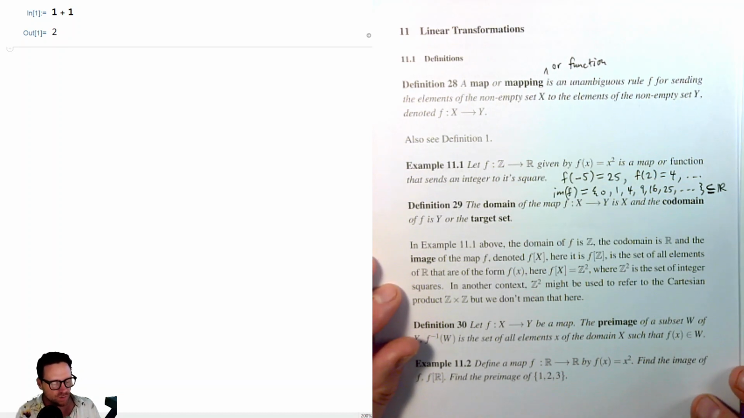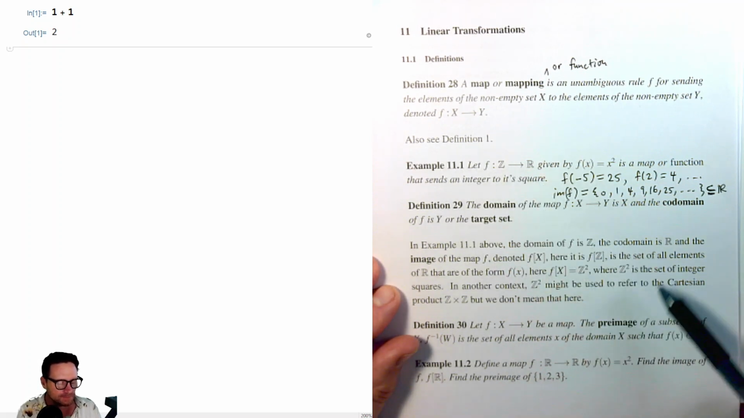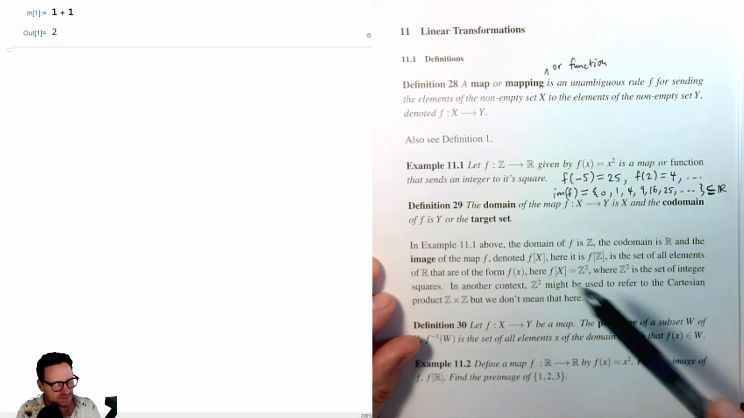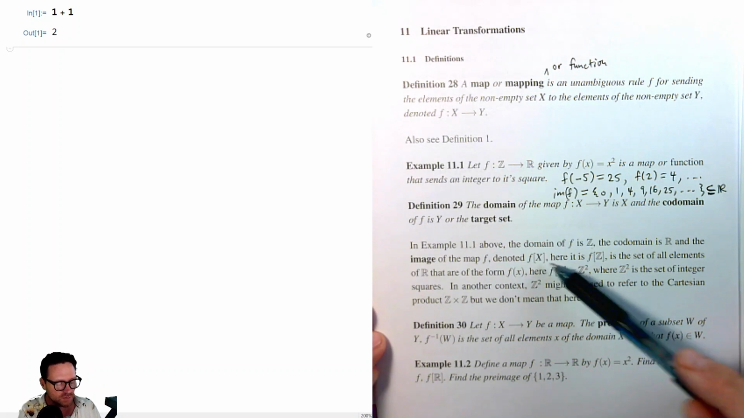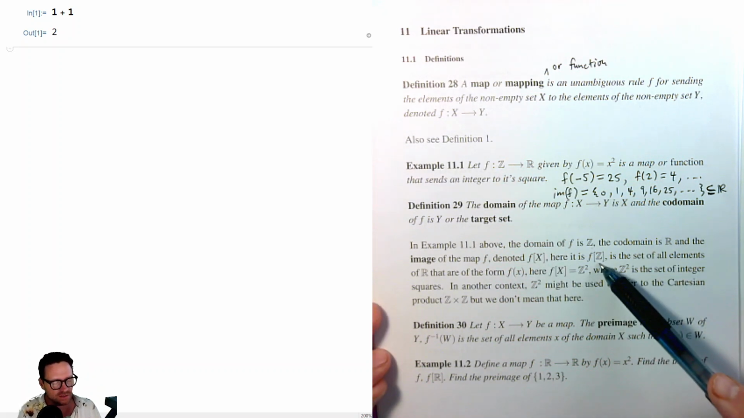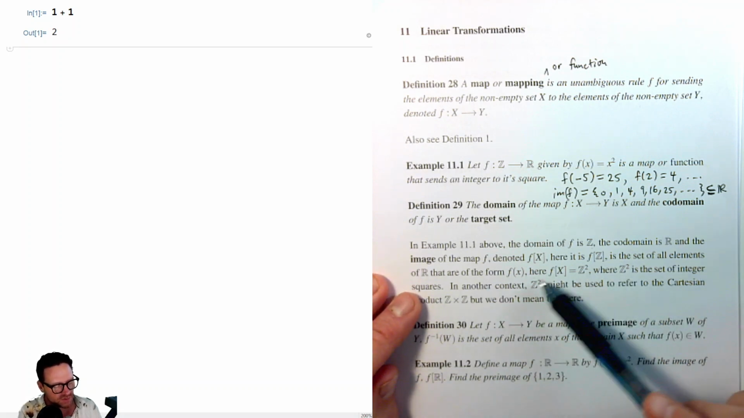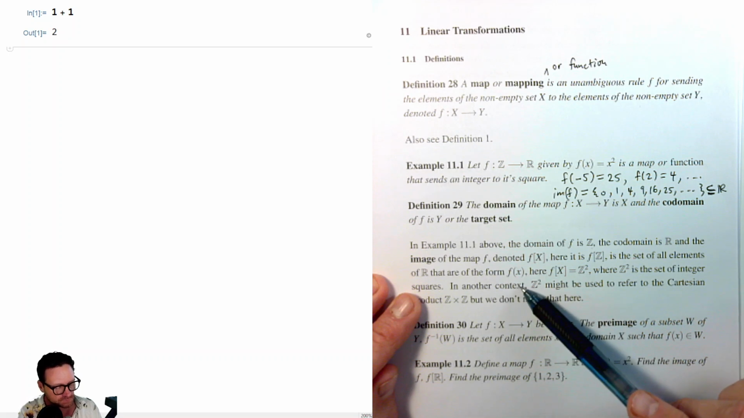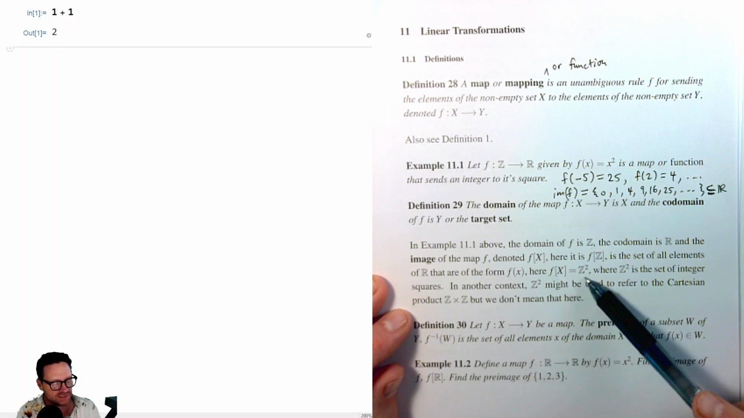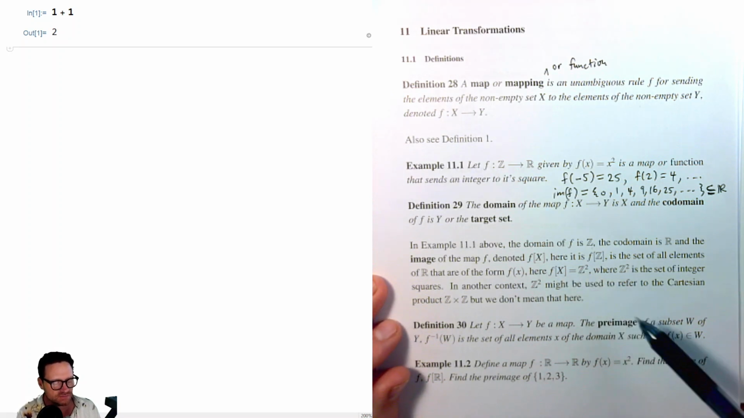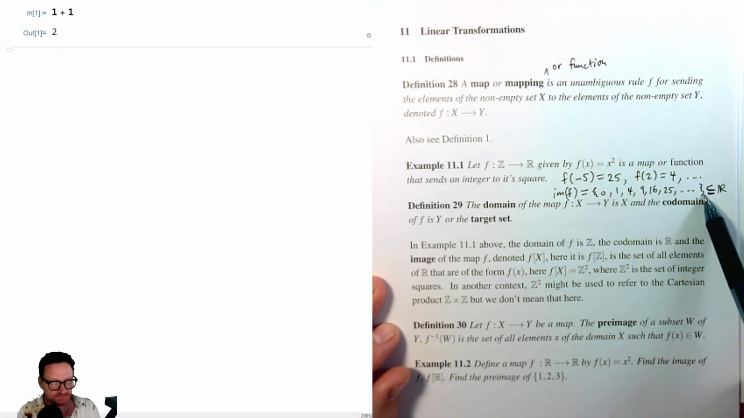In example 11.1 above, the domain of f is the set of integers. The codomain is the real numbers, and the image of the map, denoted f square brackets X, here it's f of integers. It's the set of all elements of the real numbers that are of the form f of x. So here the image is the set of all squares of integers. And so that's just what we've written up there.